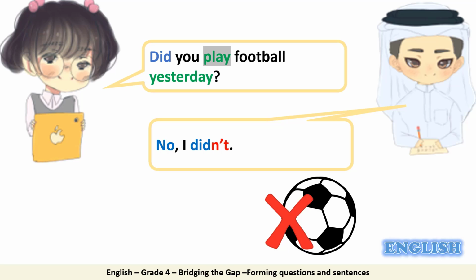Can you spot the main verb in this question? Very good. The main verb is play. Play comes in the base form because the question starts with did. And the answer starts with no. It means that we have to add not to did. So it will become no, I didn't.